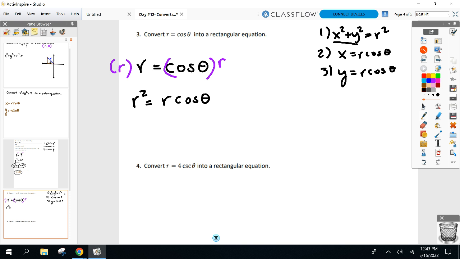Okay. So if squaring doesn't do it, let's multiply both sides by R. What are you plugging in for R squared? X squared plus Y squared. And on the right side? X. Is it all just X's and Y's? Yes. So I just substitute in X. And look at your rectangular. Type it in. See if you get the same small circle.